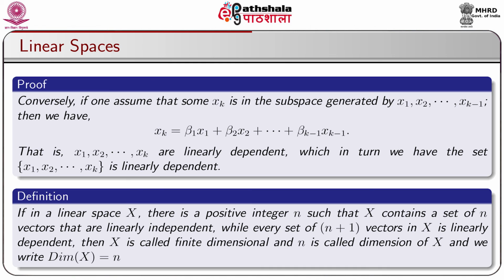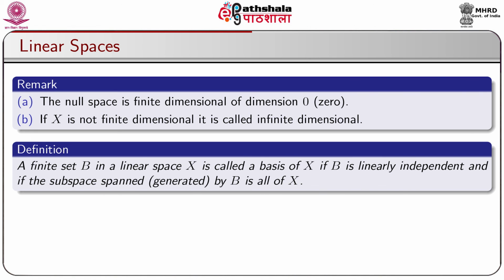If in a linear space capital X there is a positive integer n such that X contains a set of n vectors that are linearly independent, while every set of n plus 1 vectors in capital X is linearly dependent, then X is called a finite dimensional space and n is called the dimension of X, and we generally write dimension of X is equal to n. The null space is finite dimensional of dimension 0. If X is not finite dimensional, it is called infinite dimensional.